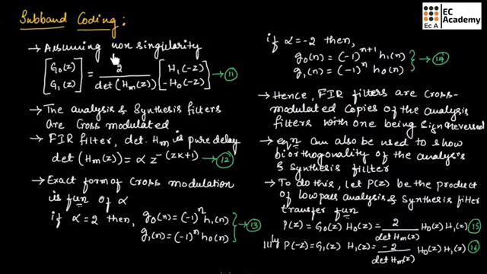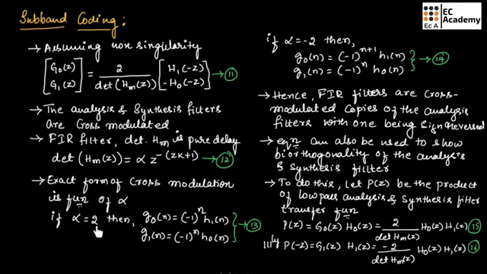If we assume non-singularity, then we can write the matrix [g0(z), g1(z)] as equal to 2 divided by the determinant of Hm(z) times [h1(-z), -h0(-z)]. Here the analysis and synthesis filters are cross-modulated. For FIR filters, the determinant of Hm is a pure delay. That's why we can write the determinant of Hm(z) as equal to alpha z to the power of minus (2k+1). Here the exact form of cross-modulation is a function of alpha.